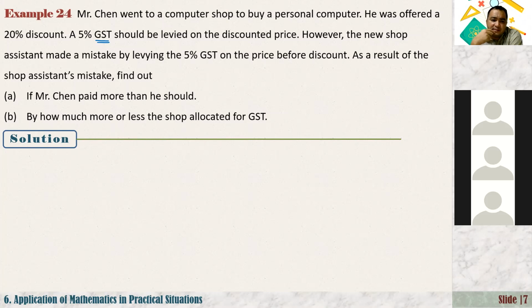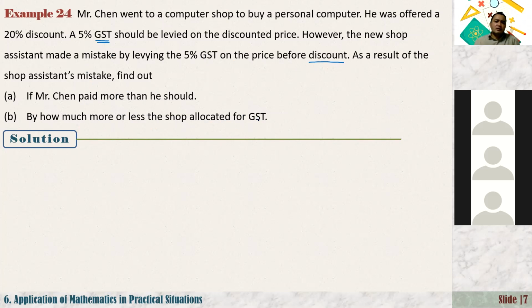However, the new shop assistant made a mistake by levying the 5% GST on the price before discount. Okay, that was a mistake. Actually, he must add this after making the discount. As a result of the shop assistant's mistake, find out if Mr. Chen paid more than he should. Of course, he paid more than he should, right? And by how much more or less the shop allocated for GST.